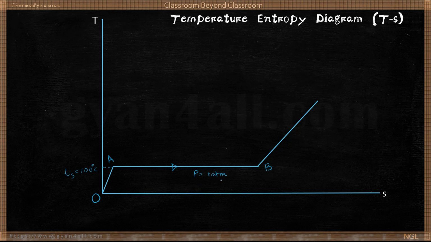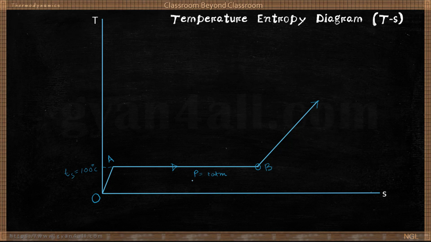HFG means enthalpy of latent heat, or enthalpy of evaporation. Water starts boiling and steam, the amount of steam goes on increasing, and at point P it will be 100% steam. And after this, if we go on heating and increase the temperature, then it will be superheated steam.